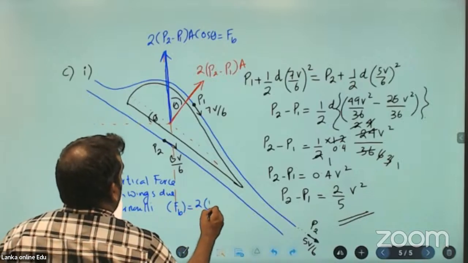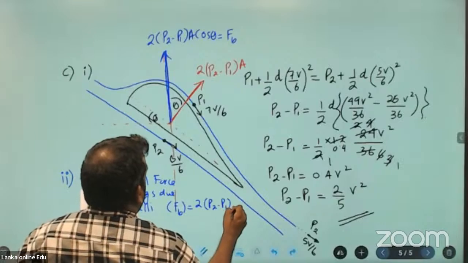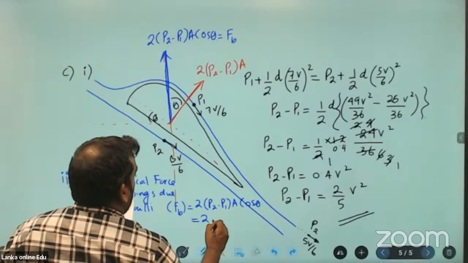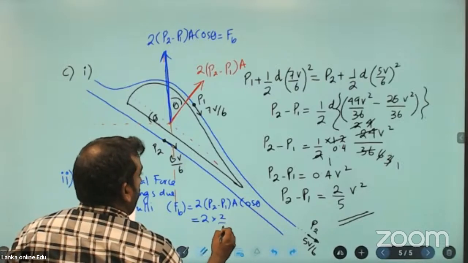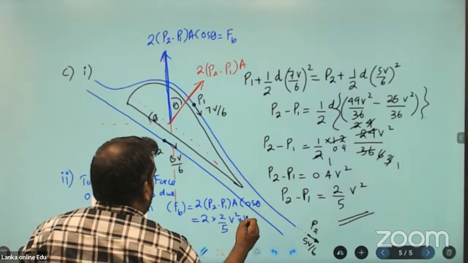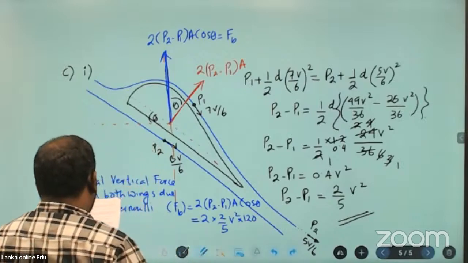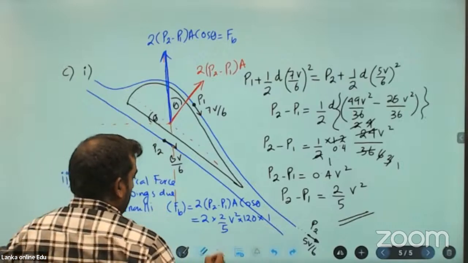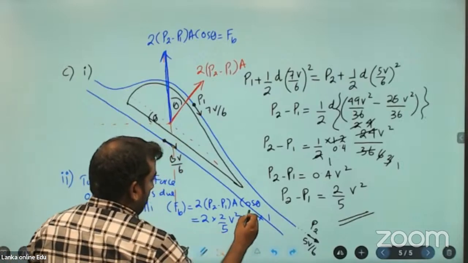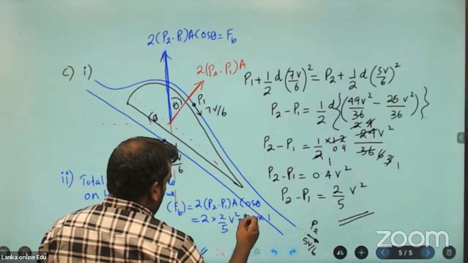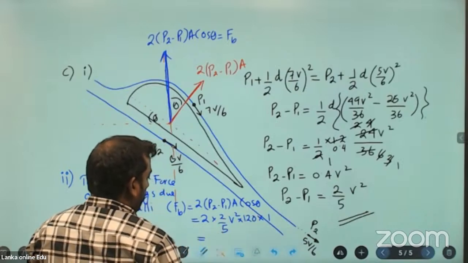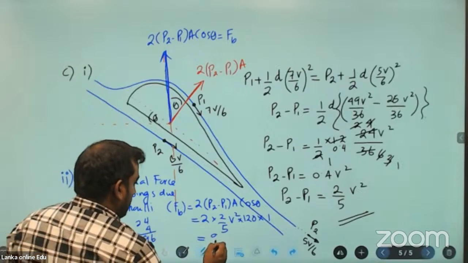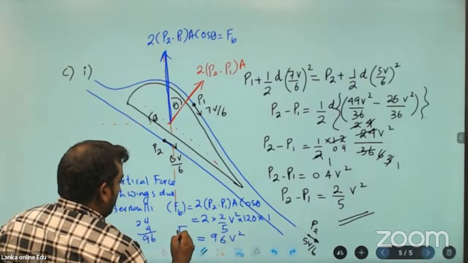2 times (T2 minus T1) times area, that is going to be cos theta. That's it. 2 times (T2 minus T1) is 20 V squared. Area is 120. Cos 0 is going to be 1. 5 times 24, 24 times 4. How much? 96 V squared. That is due to Bernoulli.